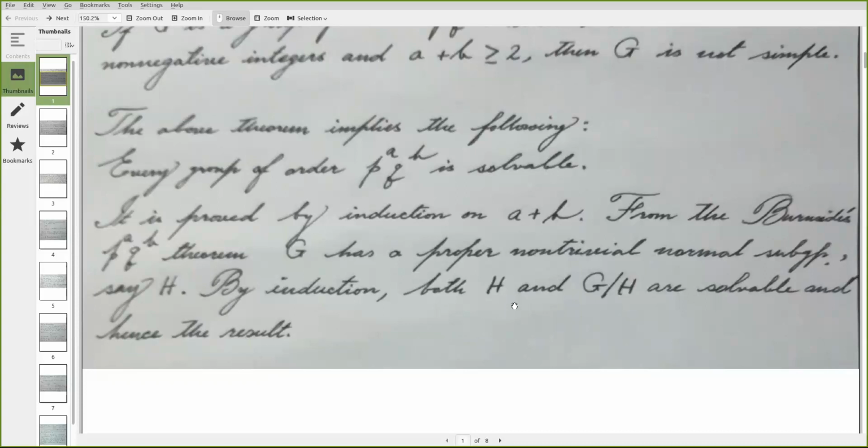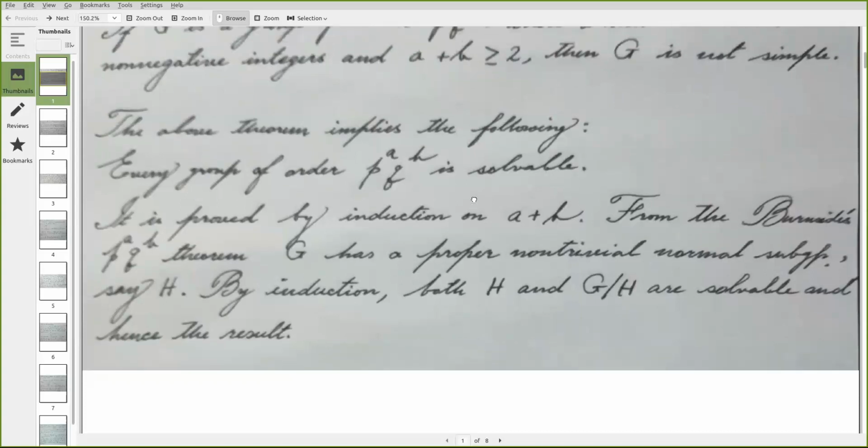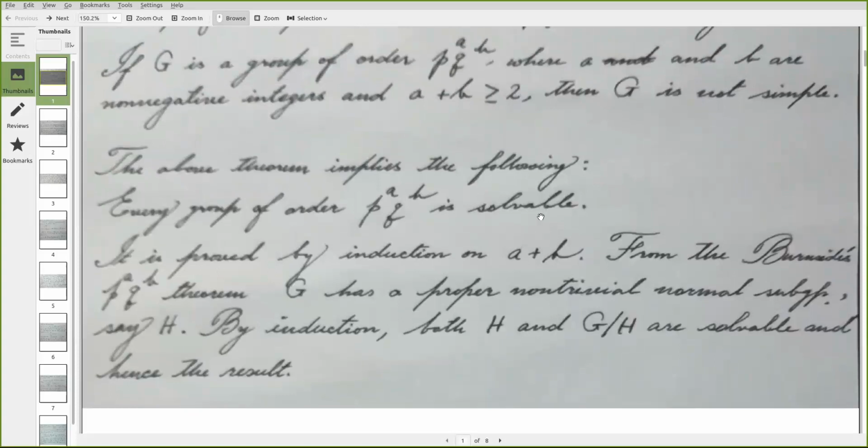Now, when we discussed solvable groups, we proved the following theorem: G is solvable if and only if for every normal subgroup N, both N and G mod N are solvable. Okay, so this is the argument when a plus b is at least 2.